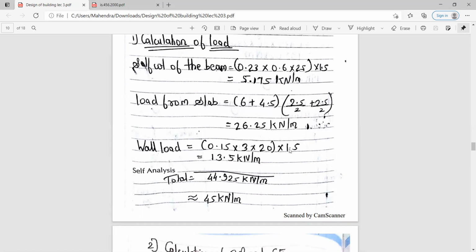No need to multiply it later. We are multiplying it now only by factor of safety, that is 1.5. So it will be 13.5 kilonewton per meter. And you have to calculate the total load, that is the self weight of the beam plus the load from the slab as well as the wall load. So total load आपको मिलता है 44.925 and approximately it will be equal to 45 kilonewton per meter. So do these calculations.